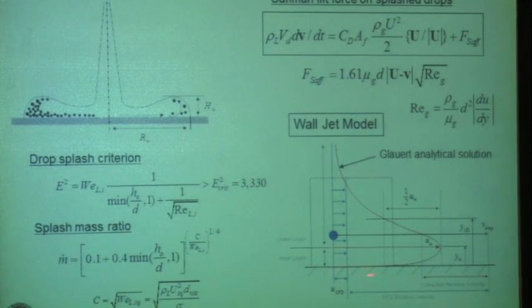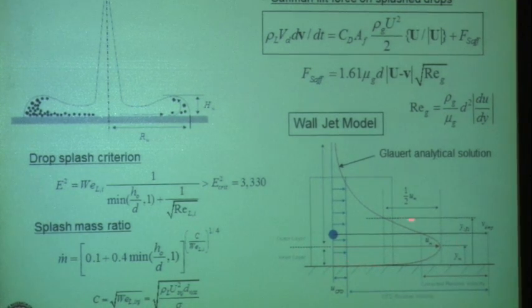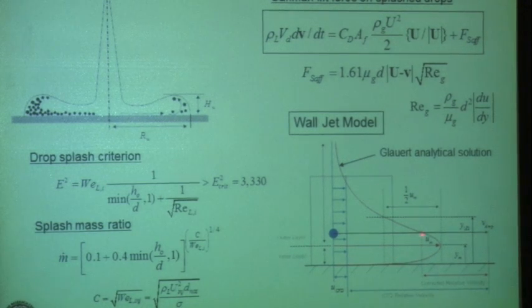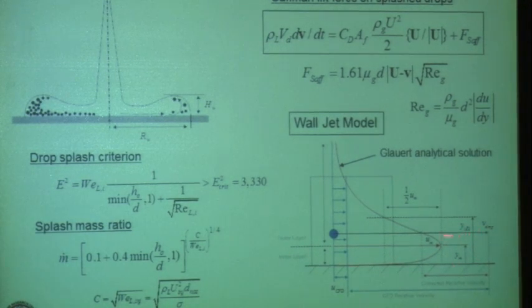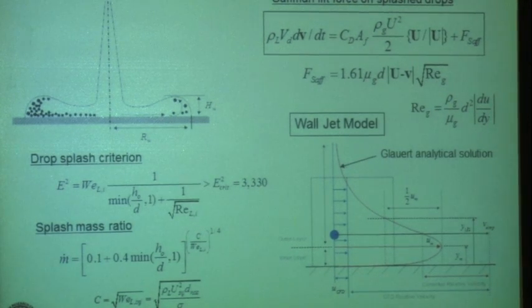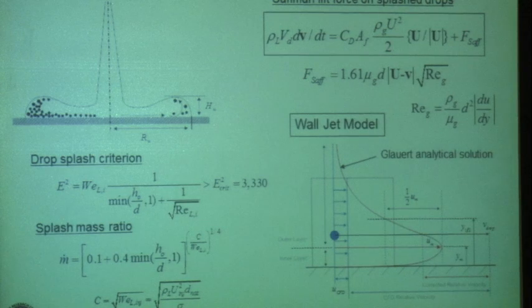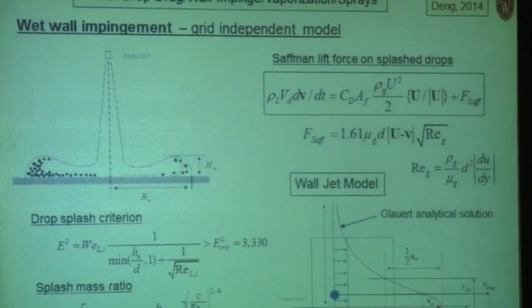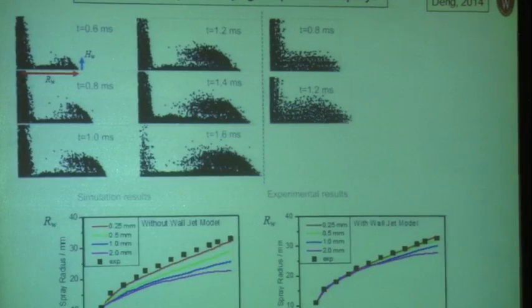So instead of using the CFD velocity, we use the velocity from the Goddard analysis to calculate the relative velocity between the drop and the gas. And we use the profile, which is measured as a function of distance from the wall, to calculate the velocity gradient. So that's a way of producing a subgrid scale model that allows the drops to interact more faithfully with the physics close to a wall.